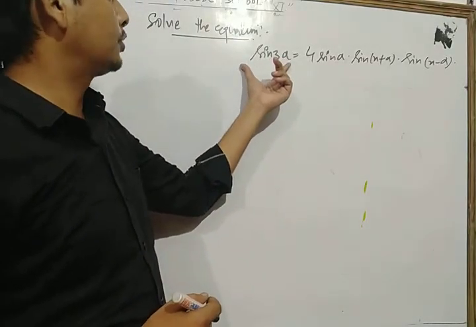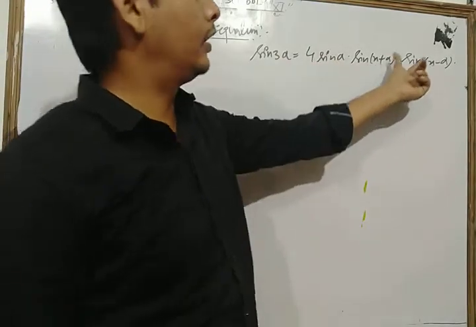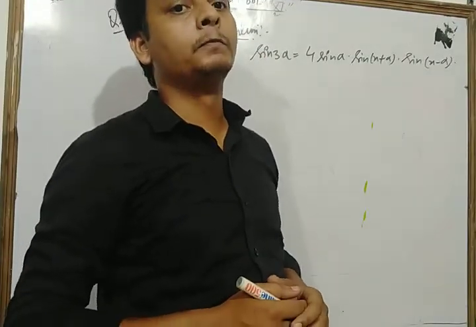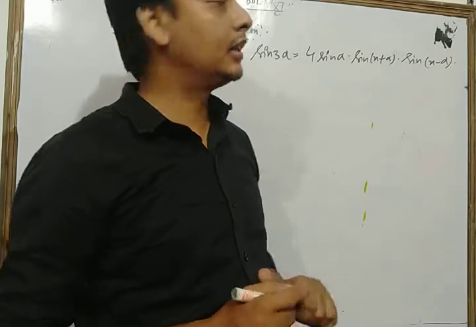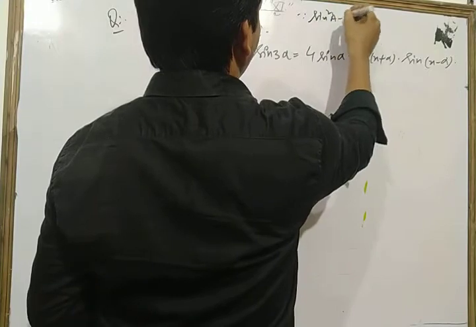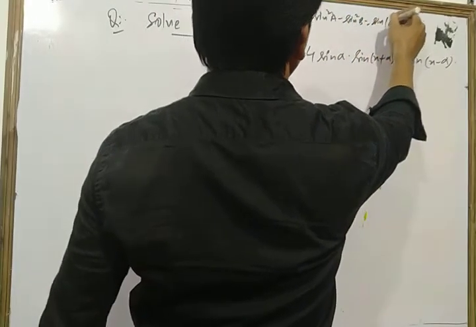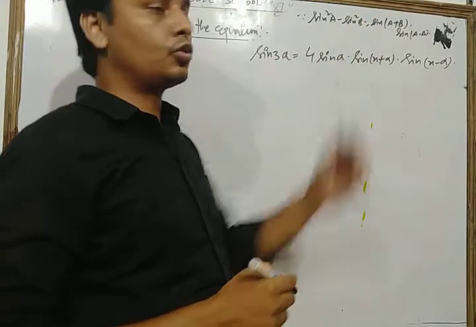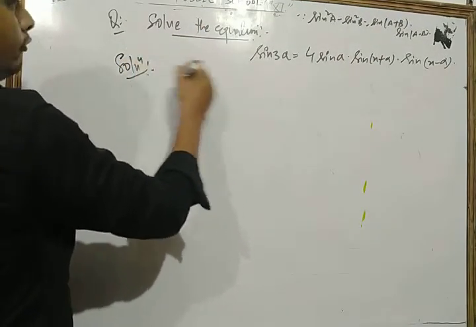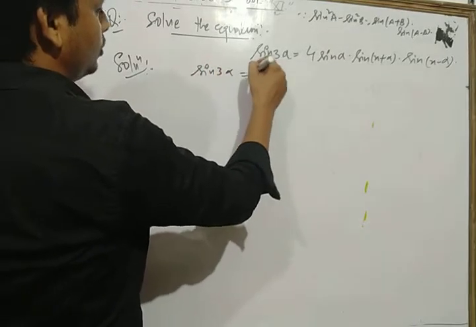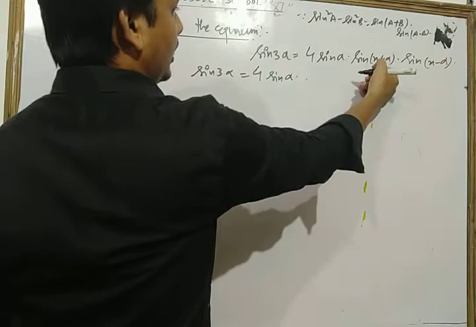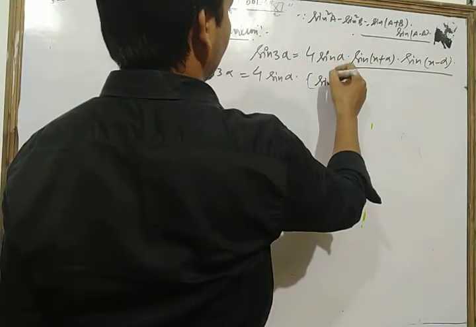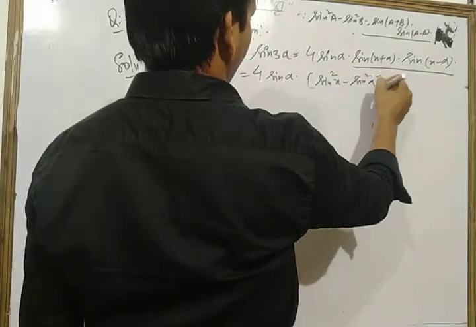The solution of the equation is sin 3 alpha equals 4 sin alpha into sin x plus alpha into sin x minus alpha, and we know that the formula for sin A plus B into sin A minus B is sin square A minus sin square B. So here we use this identity, and we write sin 3 alpha is equal to 4 sin alpha into sin square x minus sin square alpha.